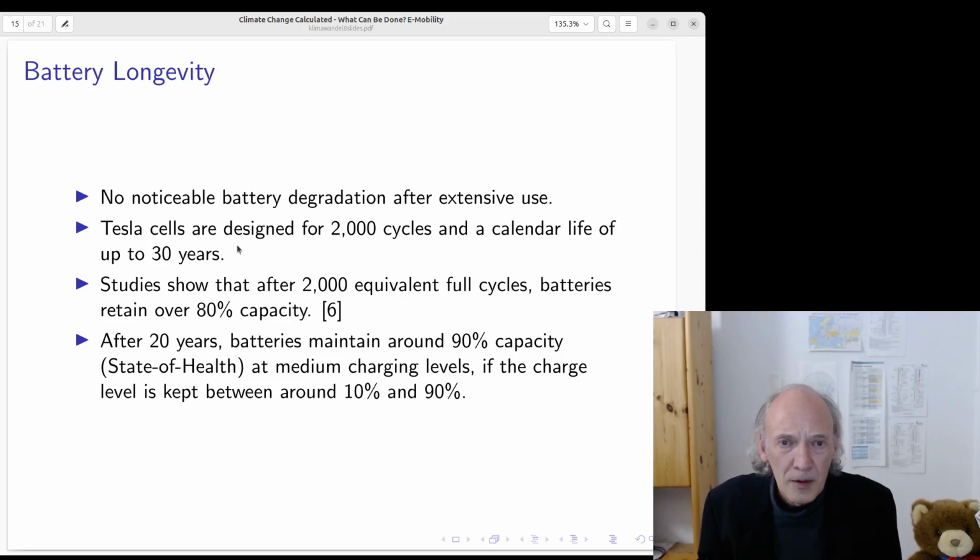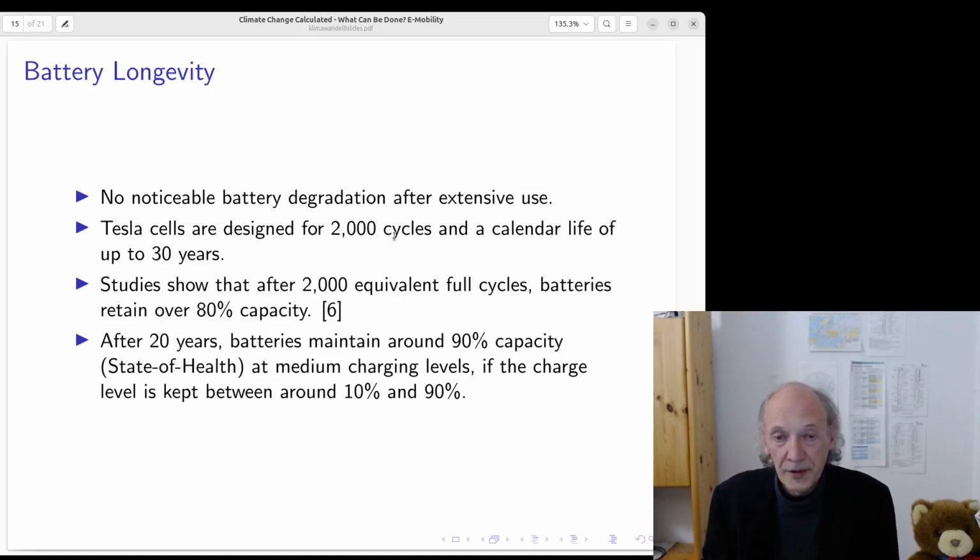And let's see. Oh yeah, another important point is here the calendar life. So one type of aging comes from the charging cycles. So you have 2,000 charging cycles, and a calendar life of about up to 30 years. So they say usually much longer than the life of a car. I myself have noticed no battery degradation after those 6 years and 200,000 kilometers, so that's pretty good.